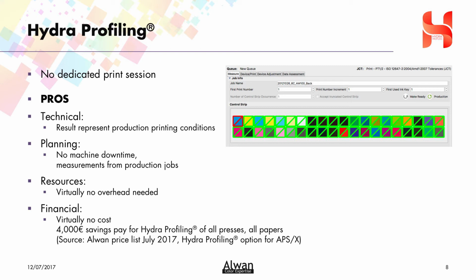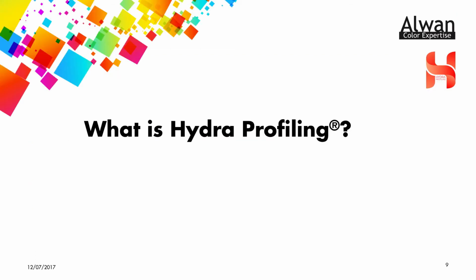And here you can understand the price of the profiling option, and this would be, I would say, the only commercial information in this presentation, which explains to you the price of Hydra Profiling. The 4,000 euros is the equivalent of the cost of profiling one press, one paper, which here with Hydra Profiling allows a printer to profile all his presses with all his papers and substrates. So now let us see in detail what Hydra Profiling is and how it works.